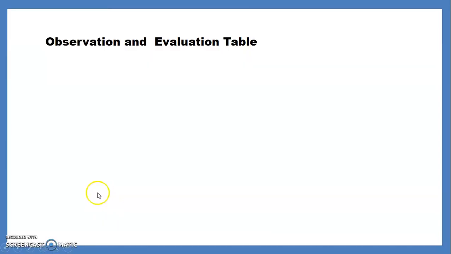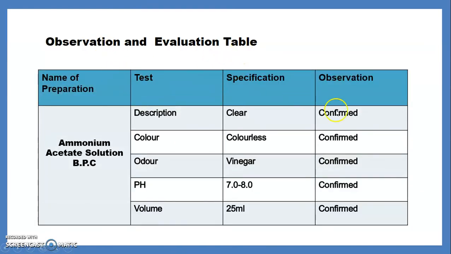After going through the stepwise procedure, we move toward the observation and evaluation table. The observation and evaluation table can be maintained as name of the preparation, test, specification and observation. Name of our preparation is ammonium acetate solution BPC. Tests: description, color, odor, pH and volume. We already saw that our preparation is clear, color is colorless, odor is vinegar-like though it contains strong ammonia, pH is between 7 to 8, and volume is 25 ml. All the tests are confirmed, that means we have evaluated our preparation.